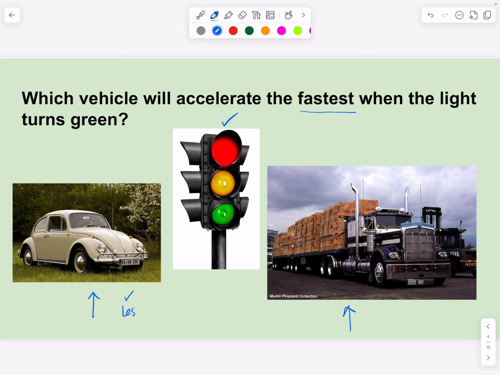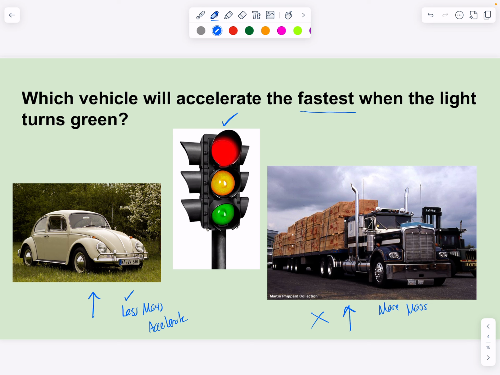Again, it has less mass. And because it has less mass, it tends to accelerate a little bit faster than the other vehicle, where this one has a greater mass, so more mass. And because it has more mass, it takes more time for the big truck to accelerate. So if you're in a hurry, you tend to get behind a regular car, not behind the big truck.